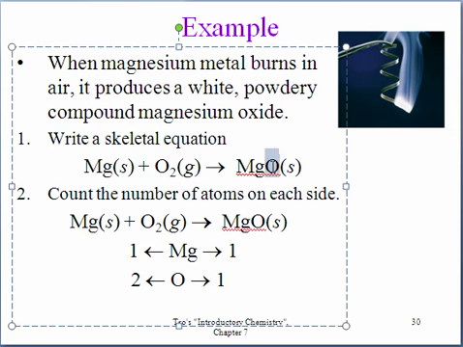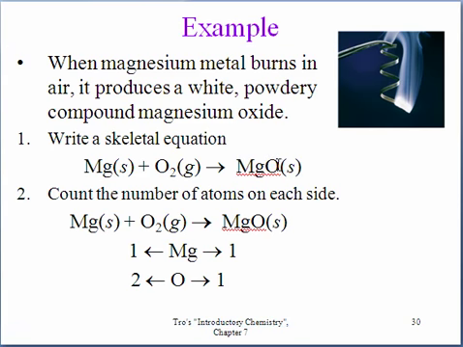Now how do we know what the formula of this is? Well, magnesium is an alkaline earth metal, so therefore it always has a charge of positive 2. Oxygen always has negative 2. So because these have equal and opposite charges, it is a 1-to-1 ratio. Since it's an ionic compound, it's always solid.